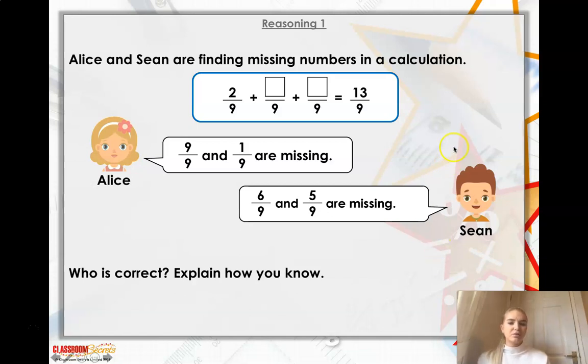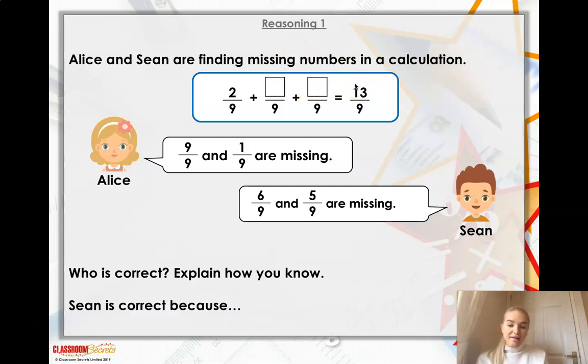So, first of all, what do we need to add to get 13? 2 add 11 gives us 13. So we are looking for 2 fractions that equal 11/9. What is 9/9 add 1/9? Oh, that's 10/9. So Alice can't be right. What's 6/9 add 5/9? 6 add 5 is 11. So 6/9 add 5/9 is 11/9. So that must mean that 2/9 add 6/9 add 5/9 is 13/9. So who was correct?